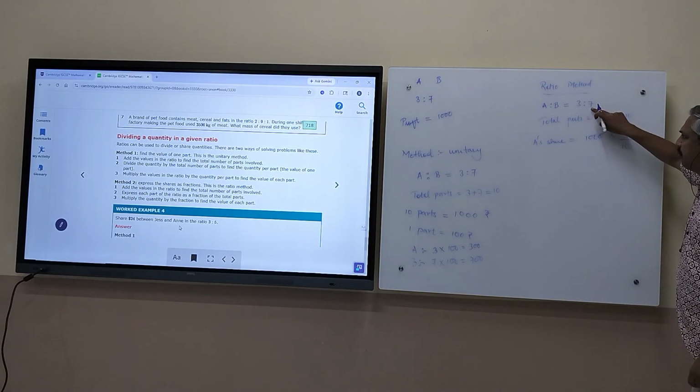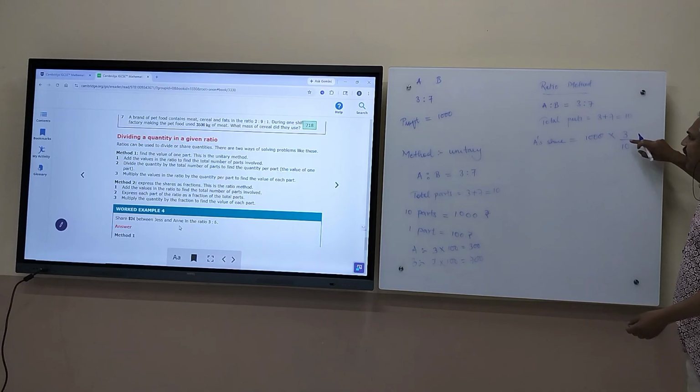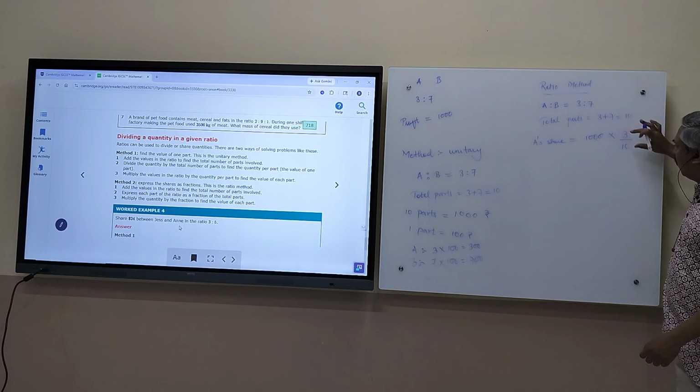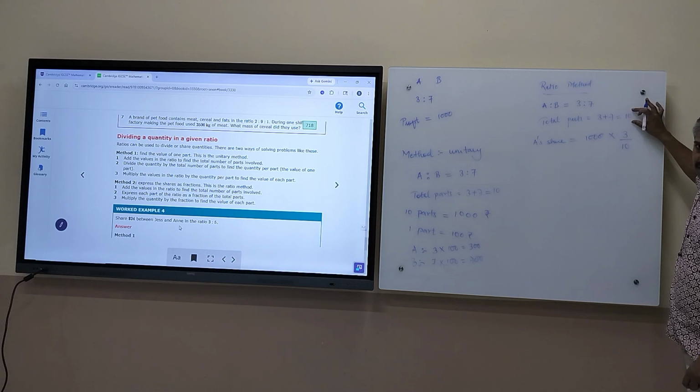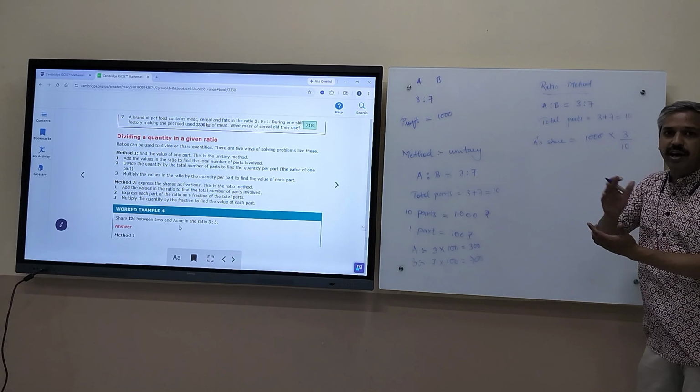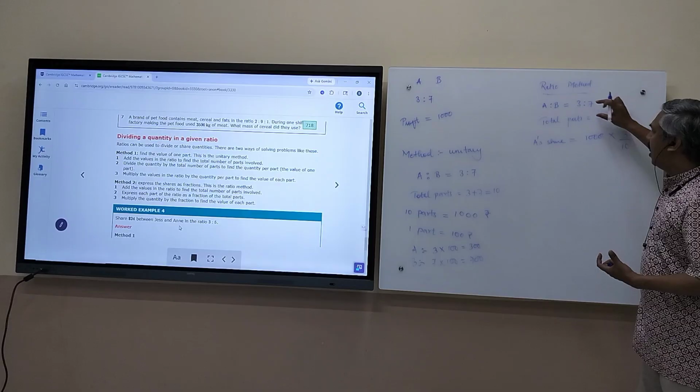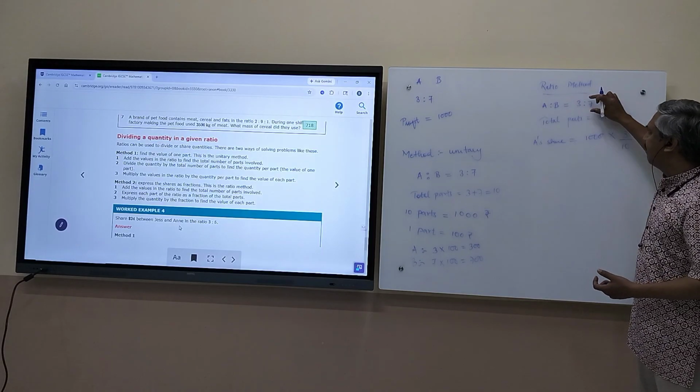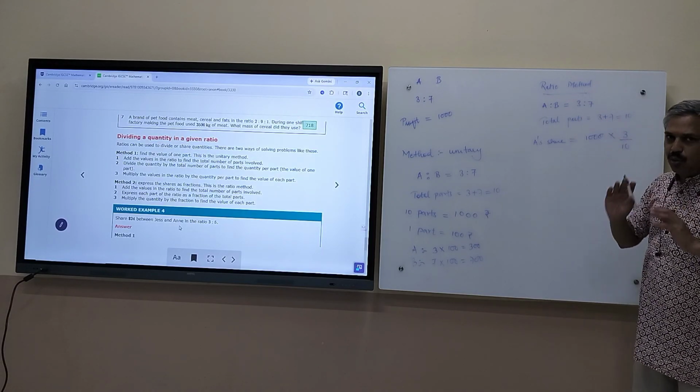We are not writing 3 upon 7 here, we are writing 3 upon 10. Why? Because 3 parts out of a total of 10 parts. The profit will be divided into some parts, like 10 parts, out of which 3 will go to A and 7 will go to B. But how many total parts are there?